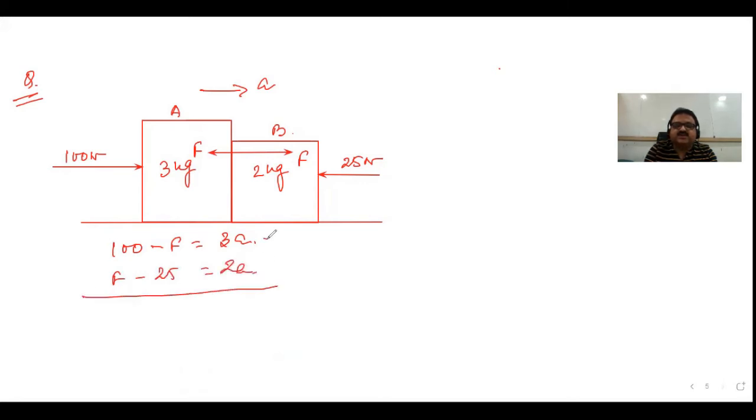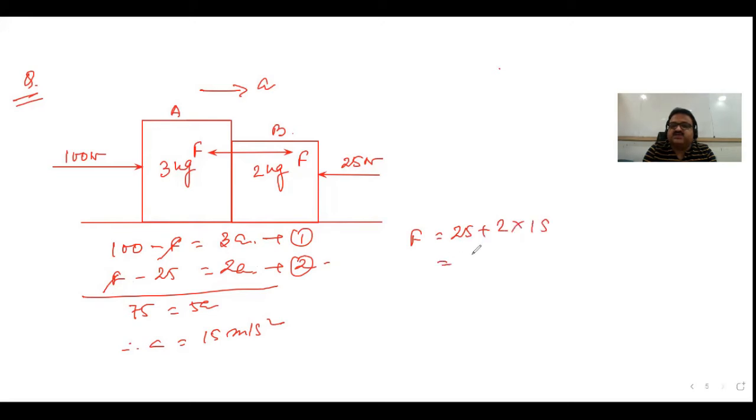Now, make this equation 1 and this equation 2. If we add these two, F gets cancelled, this is 75 and this is 5A. So A is 15 meter per second square. Now we can find the value of the contact force F very easily by putting it in any one of these equations. So F equals 25 plus 2 into 15. What is that? 25 plus 30, that is 55 Newton.